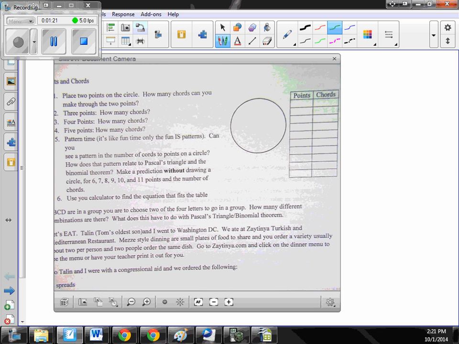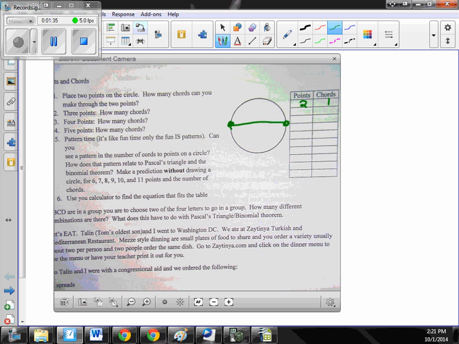So, we have a circle, and the first one says put 2 points on the circle anywhere you want. How many chords can be drawn between those 2 points? 1. So we have 2 points, 1 chord. Okay? If I add a third point, how many chords can be drawn? A total of 3. So 3, 3.